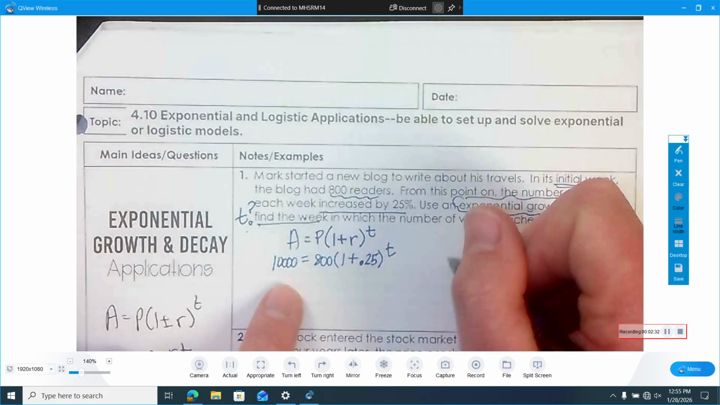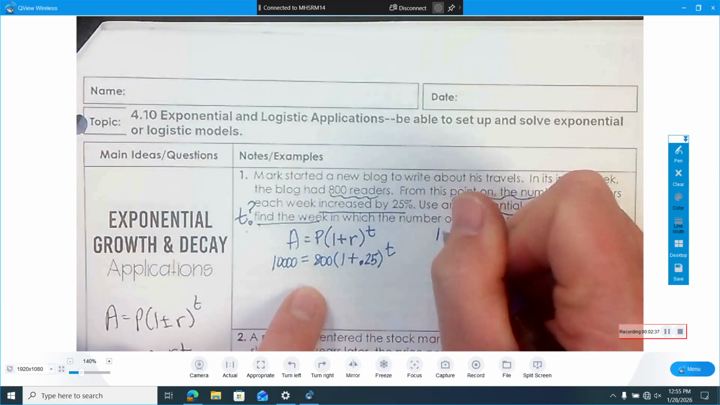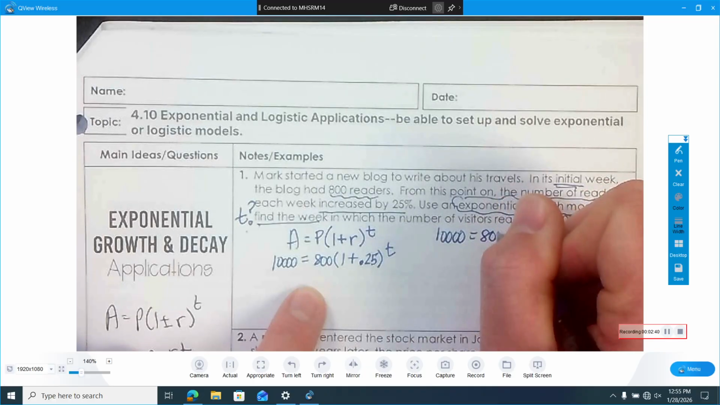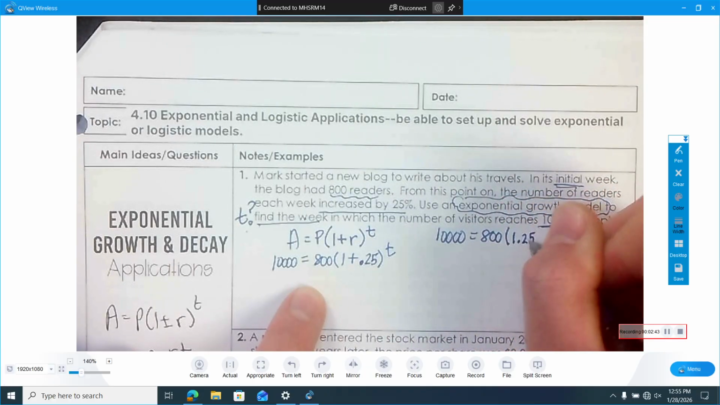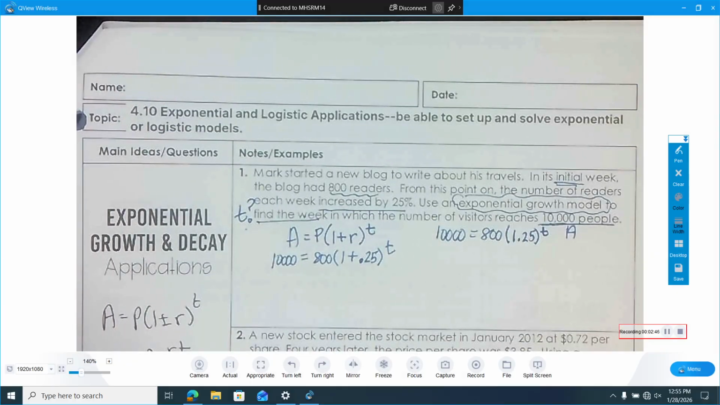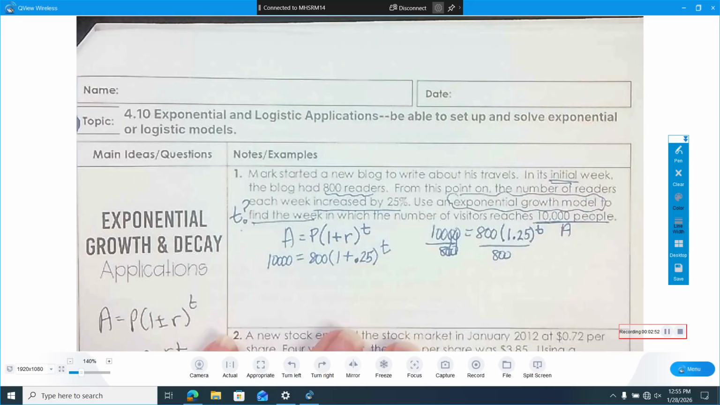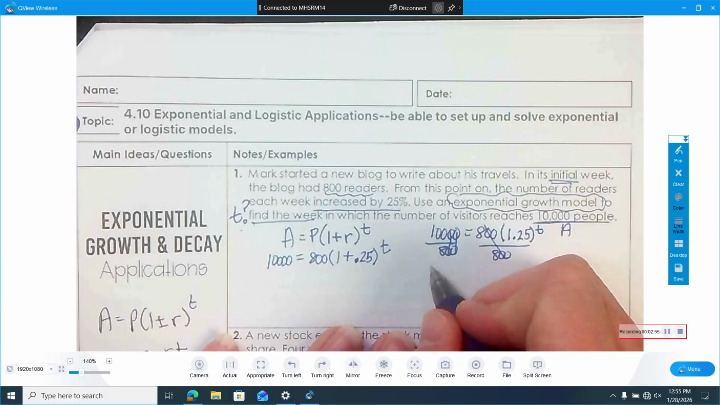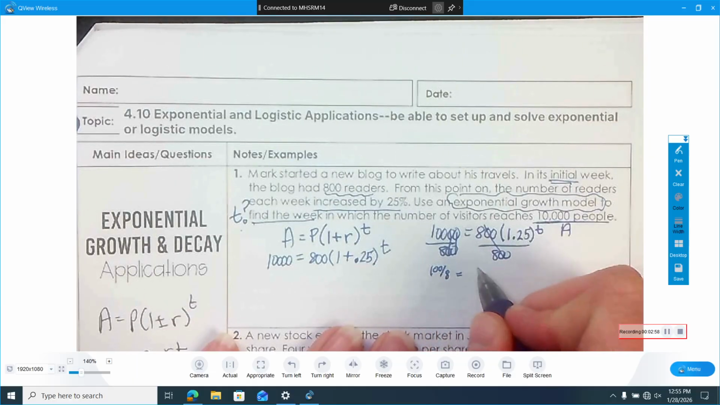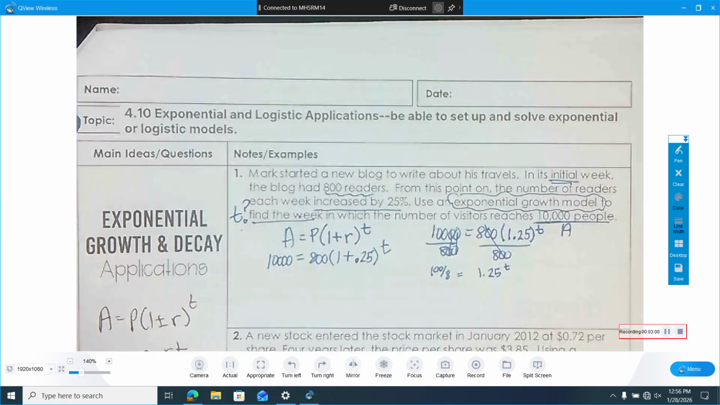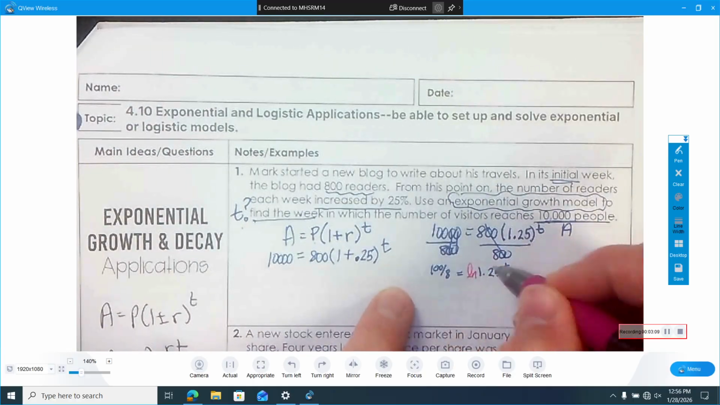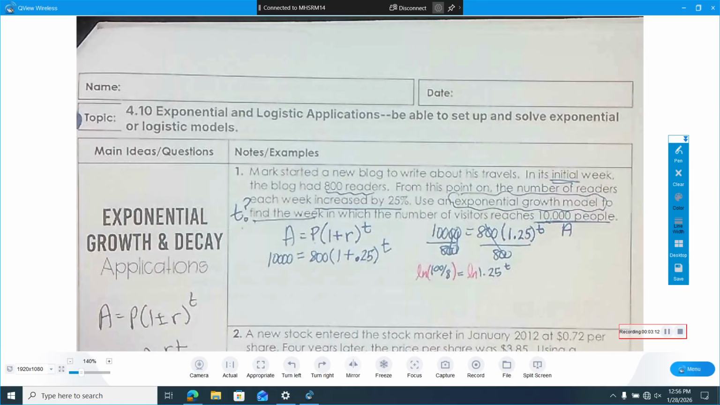All right, I can clean this up a little bit. Okay, so I have 10,000 equals 800 times 1.25 to the T. Now, how are we going to solve this? Divide by 800. All right, so a couple of zeros cross out there. And so we have 100 over 8 equals 1.25 to the T. All right, what do we need to do? How do we drop our power? Natural log. Yeah, we're going to take a natural log of both sides.